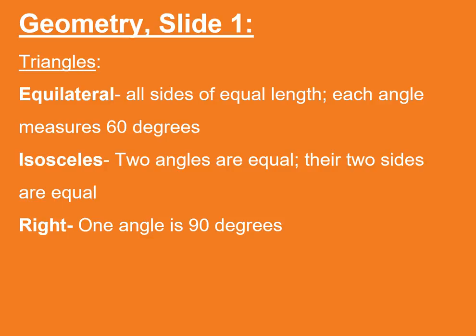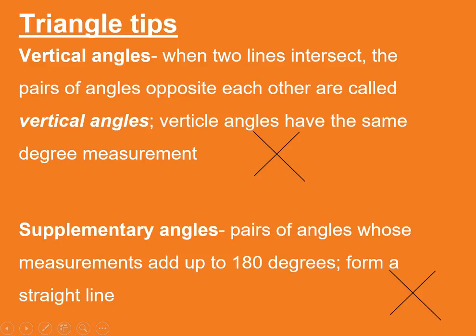In an isosceles triangle, two angles are equal, and their two opposite sides are also equal. Finally, the right triangle: one angle measures 90 degrees. The other two angles, when they're added together, will also measure 90 degrees because, again, a triangle has 180 degrees in it. So, some triangle tips.